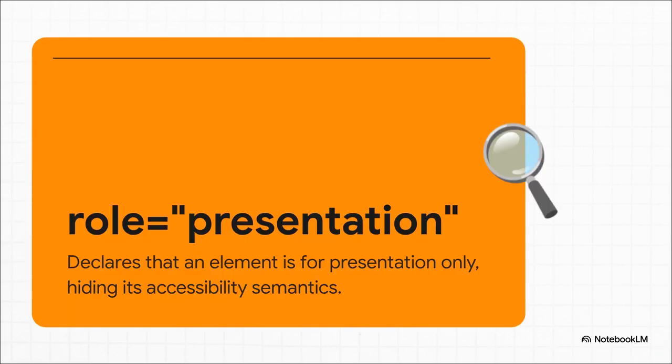And the answer, of course, is role equals presentation. Honestly, the best way to think about it is like a semantic mute button. When you add it to an element, you're signaling to assistive tech, look, this tag here, it's just for show. Ignore its job, its role, but make sure you read all the text that's inside. It just yanks that element's semantics right out of the accessibility tree.